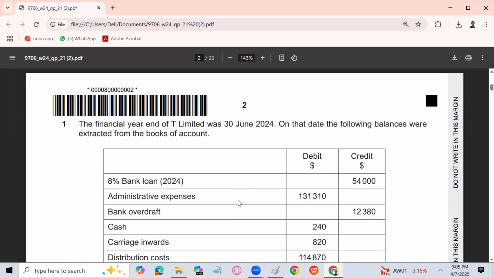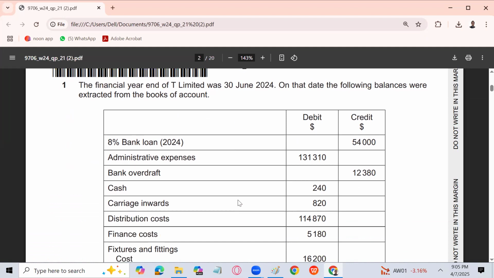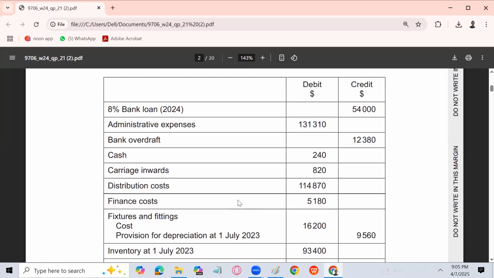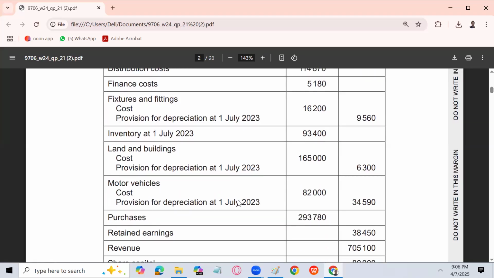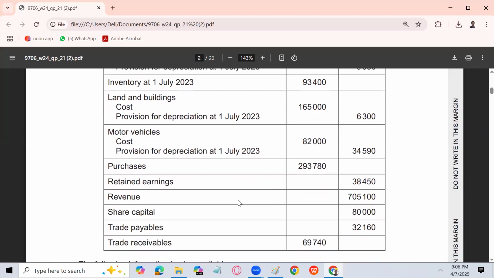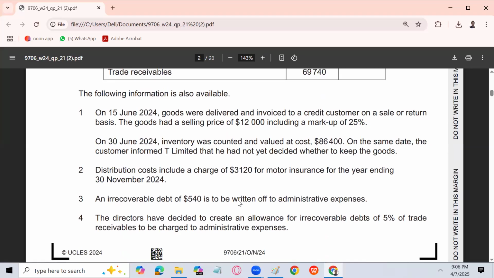So let's study that. The financial year end of T Limited was 30th June 2024. On that date, the following balances were extracted from the books of account. 8% bank loan is given, that is 54,000. Administrative expenses 131,310. Bank overdraft is given, cash carried inward, distribution cost, finance cost, fixture and fitting, inventory at 1st July, it means it is an opening inventory. Land and building is given, and motor vehicle purchases is given, retained earnings, revenue, share capital, trade payable, and trade receivable. The following information is also available.